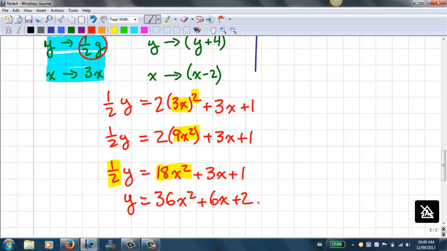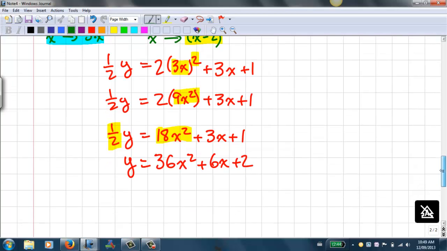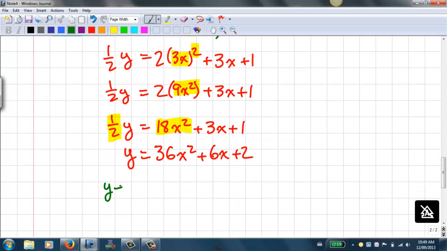Now we can deal with the translations. Now we can take these into account. My y becomes y plus 4, and each of my x's become x minus 2. So over here, I get y plus 4, and over here I get 36 times x minus 2 squared plus 6 times x minus 2 plus 2.